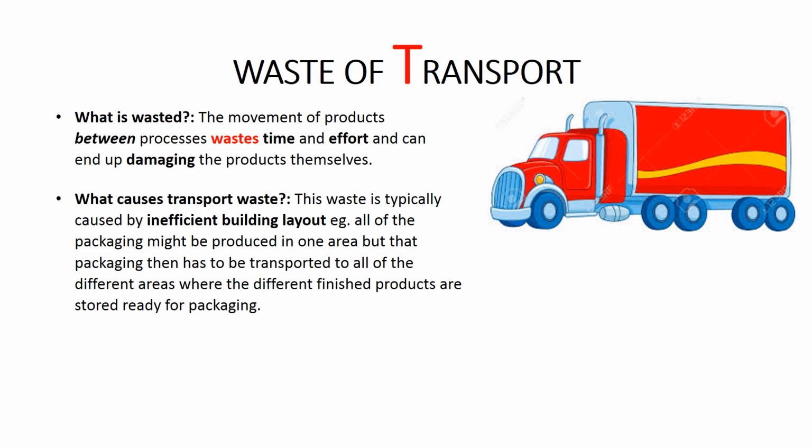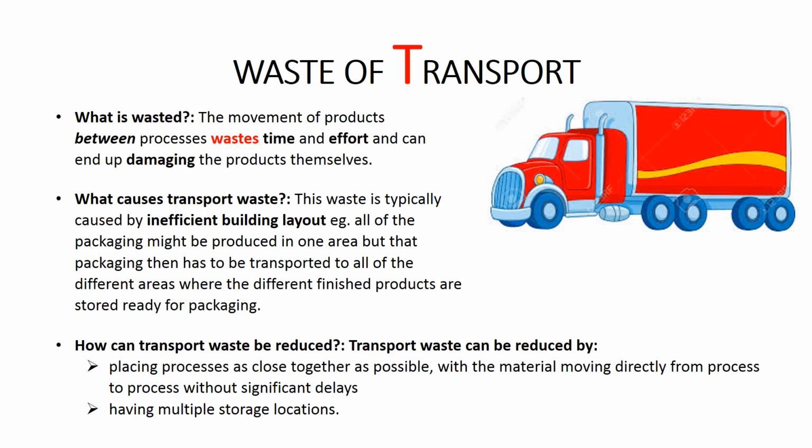Second, what causes transport waste? Transport waste is typically caused by inefficient building layout. For example, it may be that all of the packaging is produced in one area, with the result that that packaging then has to be transported to all of the different areas where the different finished products are stored ready for packaging. That wastes time and effort. Third, how can transport waste be reduced?